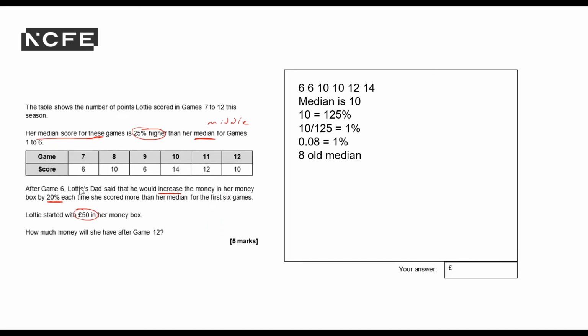So now let's go back to the question. After game six, he would increase the money in her money box by 20% every single time she scored more than her median for the first six games. So every time she gets more than eight, her pocket money is going to go up. So it'll be £50 plus 20%. What's 20% of 50? 10% is 5, so it's £10. So that gives her £60. I could have used a calculator there, but it's fairly straightforward. And then in game 10 it goes up, and in game 11, and in game 12.